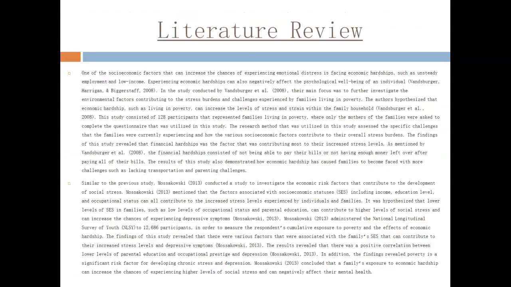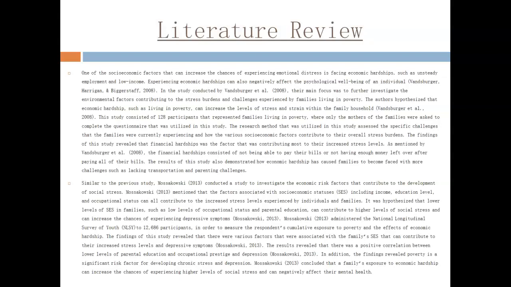Now on to the literature review. One of the socioeconomic factors that can increase the chances of experiencing emotional distress is facing economic hardships such as unsteady employment and low income. Experiencing economic hardships can also negatively affect the psychological well-being of an individual.